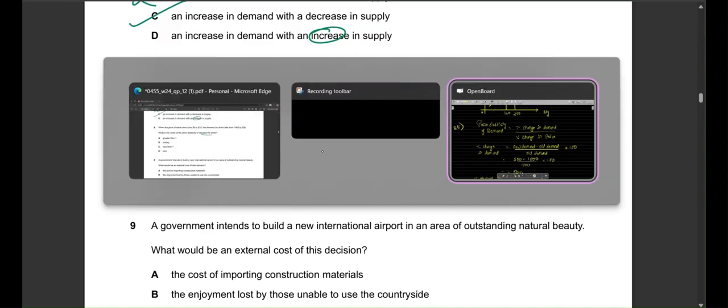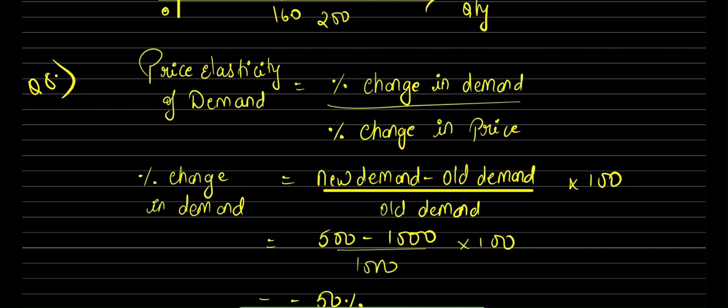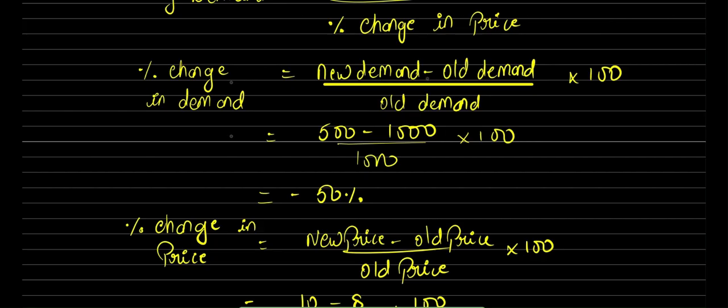Alright, I have already solved this question just to save time. So I hope you all know the formula, that is, price elasticity of demand is percentage change in demand divided by percentage change in price. And what's the formula for percentage change in demand? New demand minus old demand divided by old demand into 100. So just substitute this.